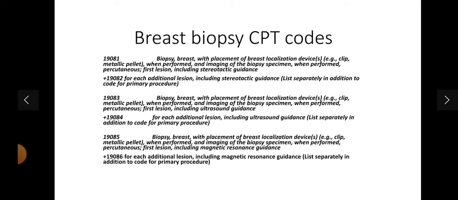So based on the guidance they have these 6 CPT codes, in which 3 are initial codes, and for each additional lesion we have 3 CPT codes. So based on guidance we have 3 categories of codes, 2 codes for each category. Stereotactic guidance 19081 and 82, ultrasound guidance 19083 and 84, and magnetic resonance guidance 19085 and 86.